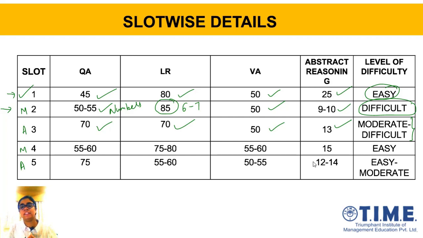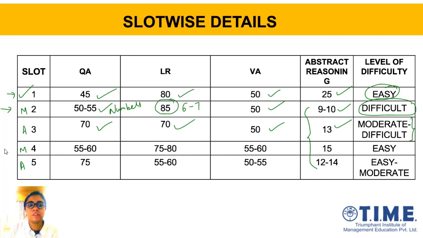Abstract reasoning is generally considered a very easy section and many students are very comfortable with it. However, they had reduced the number of abstract reasoning questions across slots. Because of this, some easy questions which could have been asked in abstract reasoning weren't there, and they distributed the questions across other sections. This slot was moderate to difficult. A good student would have attempted anything between 150 to 160 in this slot.